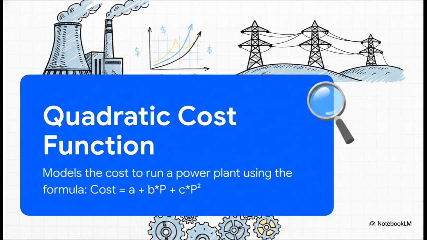Okay, so to minimize cost, we first need a way to calculate it, right? And this is where the quadratic cost function comes in. Now, I know it looks a little intimidating, but trust me, this is the workhorse formula that models the real-world cost of running a single power plant. Let's break it down piece by piece.